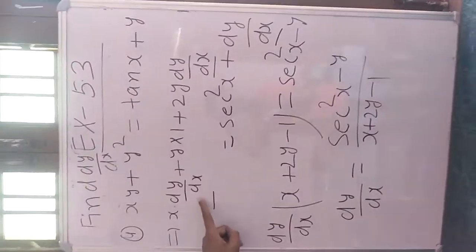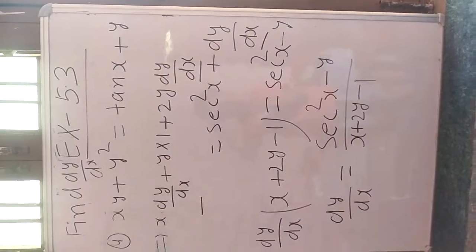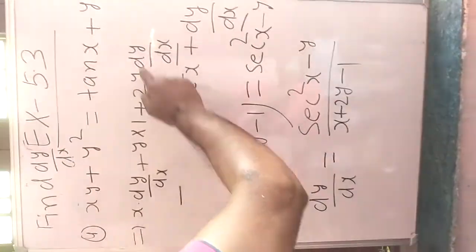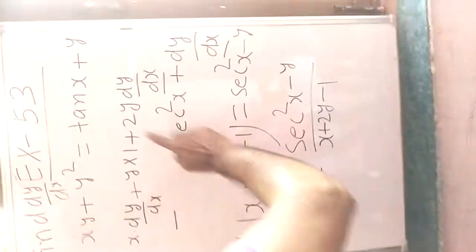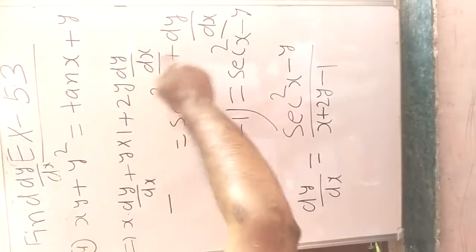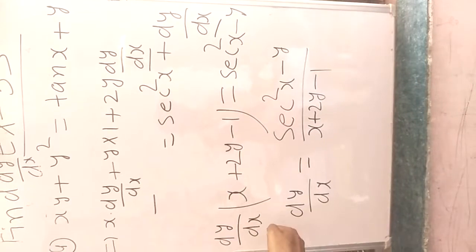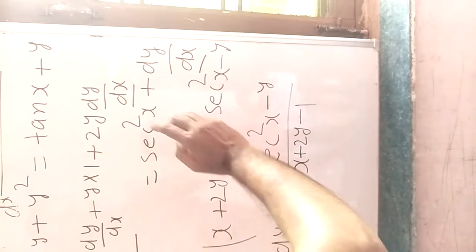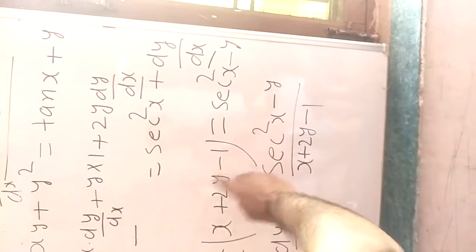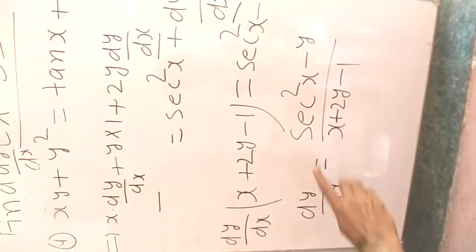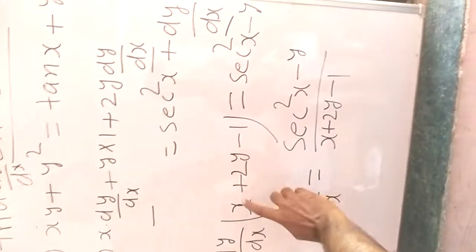So x dy by dx plus y into 1, and y square gives 2y into dy by dx, equal to sec square x plus dy by dx. Here, here and here, we have to take dy by dx common. Here is x plus 2y, and this is also minus 2y, so we take minus 1, equal to sec square x minus y, then dy by dx equals sec square x minus y upon x plus 2y.